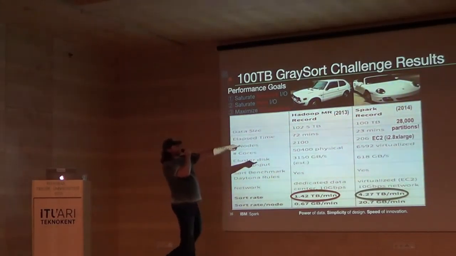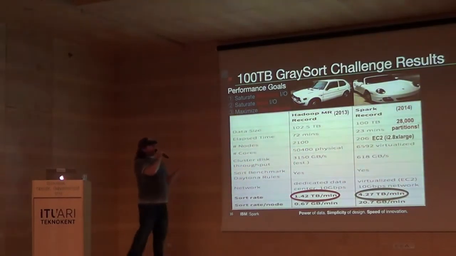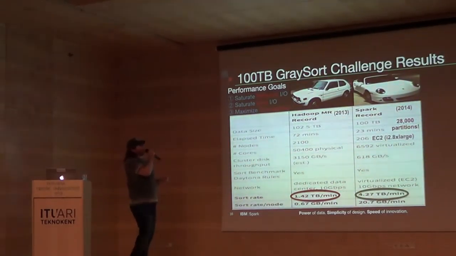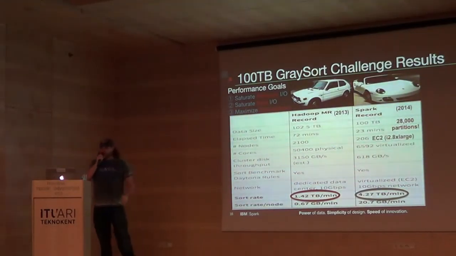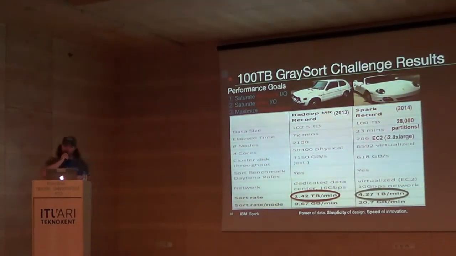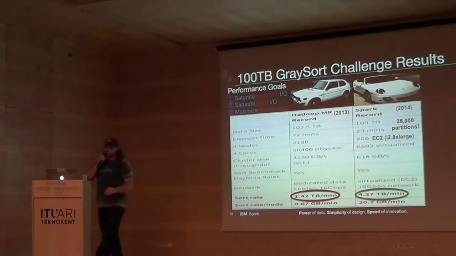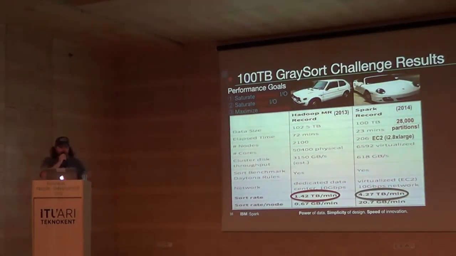In fact, they only had 206 nodes to work with. These are EC2 nodes. But in order to process all 28,000, it has to go through five times, right? It has to do five iterations to process all those partitions. So, the number of cores, too. You can see 50,000 cores versus 6,600 cores. And it got three times the throughput.